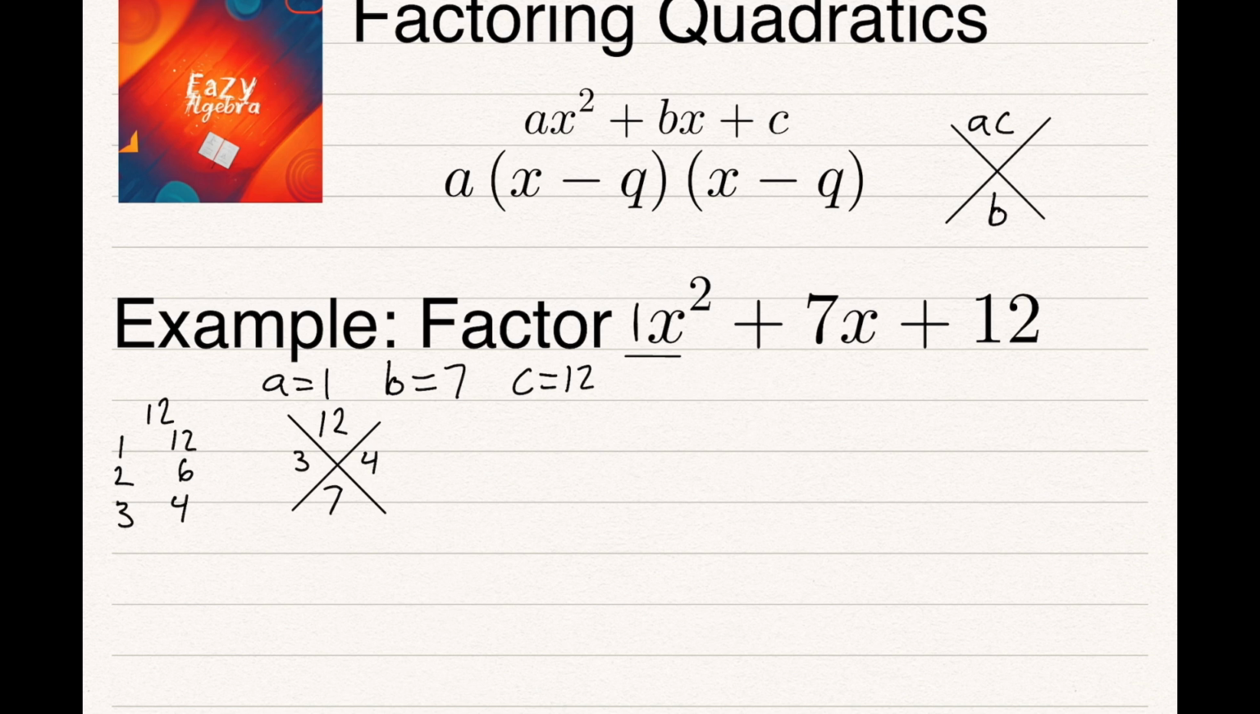So now we come back to our original expression, and we're going to take this term and split it up into 3x plus 4x. We're just taking the values that we found here. We'll bring these down as is. So now we have 4 terms in our expression.